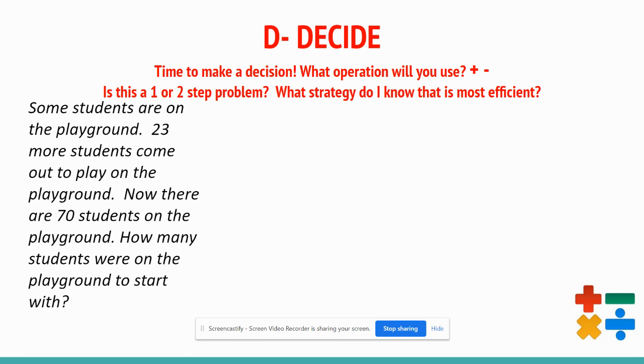What do you think? Is it a one-step problem, meaning are we going to do one thing with the numbers, or are we going to do multiple operations with the numbers? What might you do? Are you going to add, or are you going to subtract? If you need more time in this part, go ahead and pause the video and make a decision of what you're going to do when it's time to solve.